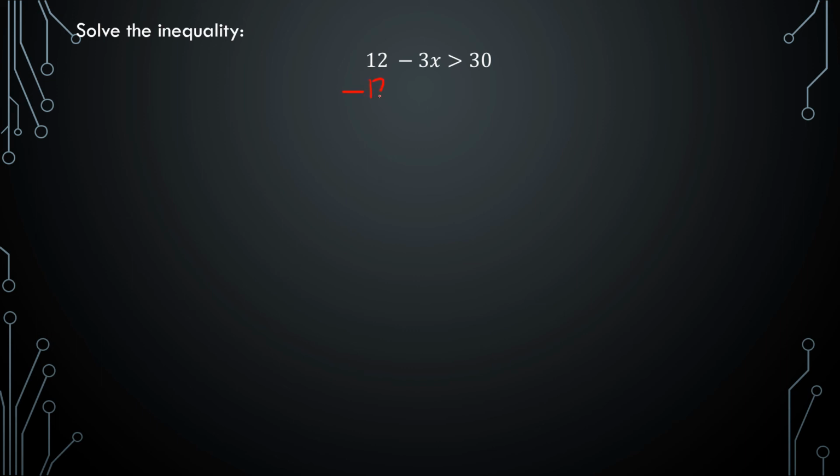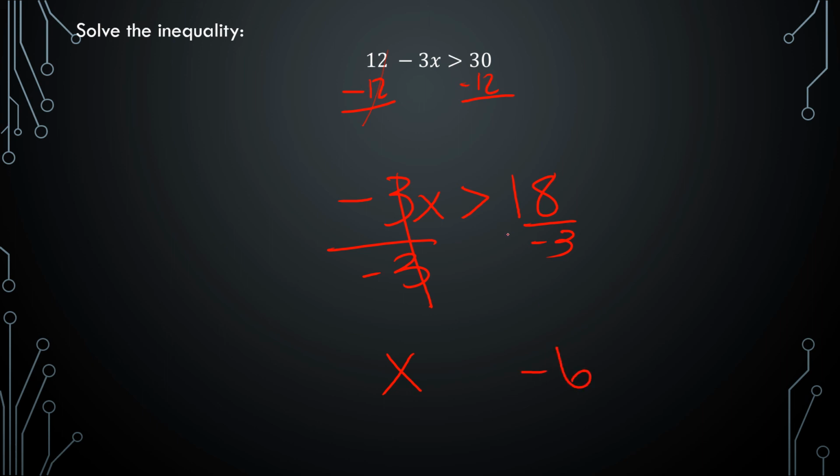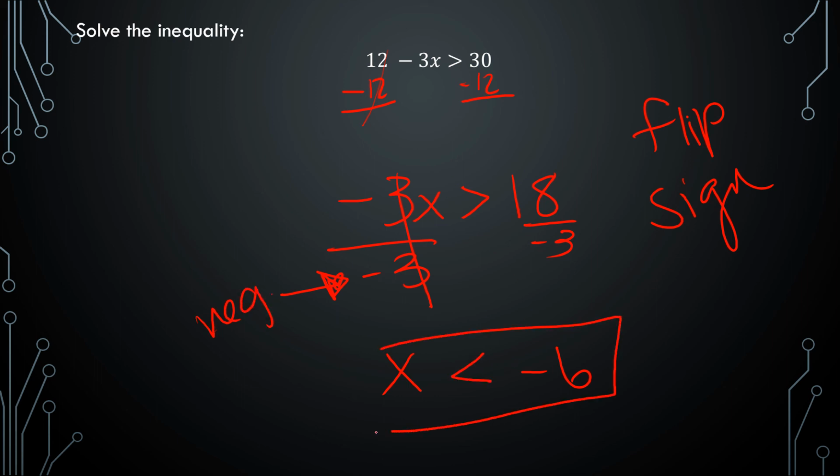Alright, so here's another problem. I'm going to get rid of this positive 12 by subtracting 12, because the opposite of a positive is a negative. This goes away. I have negative 3x is greater than 18. Divide both sides by negative 3. These will go away. I'm left with just x. 18 divided by negative 3 gives me negative 6. Now remember, I need to flip my sign because this number that I'm dividing by is negative. So I need to flip my sign so that it is going the opposite direction.